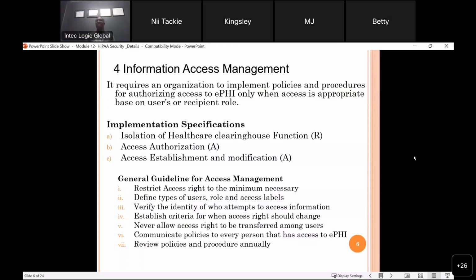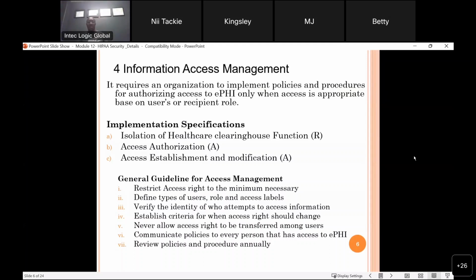No-go area. That you, the doctor, have given your username and password to a particular nurse to be doing something on your behalf. No, it's never allowed within the HIPAA environment, right? So we escalated that, and the nurse and the doctor got punished by that, right? This is never allowed. Communicate policies to every person that has access to EPHI. They must know the policy. If you are having access to PHI, you should know the policy.